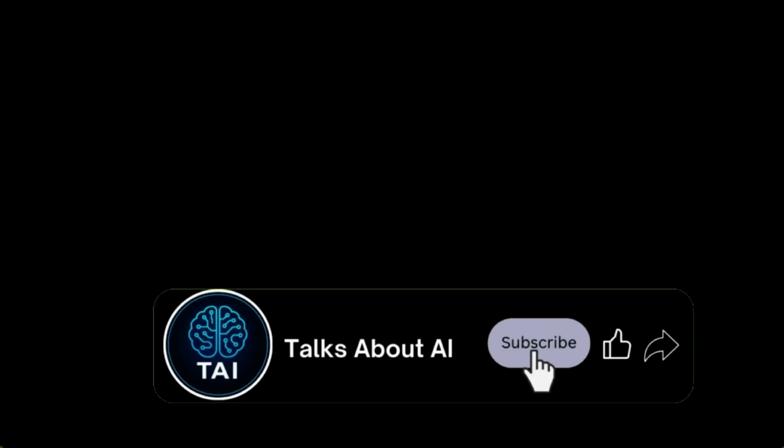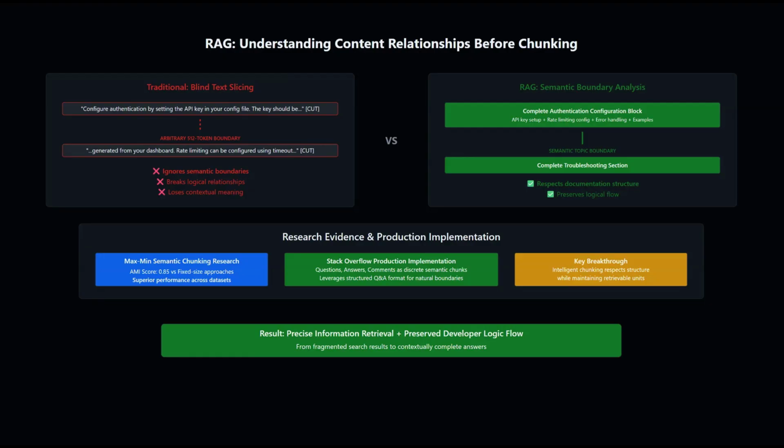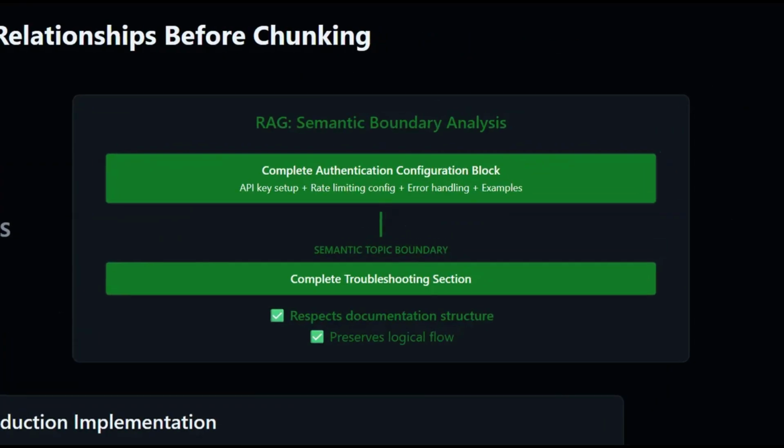Retrieval augmented generation solves this by understanding content relationships before chunking. Instead of blindly slicing text, RAG analyzes semantic boundaries and preserves contextual meaning. The key breakthrough: intelligent chunking that respects documentation structure while maintaining retrievable units. This enables precise information retrieval while preserving the logical flow that developers need.